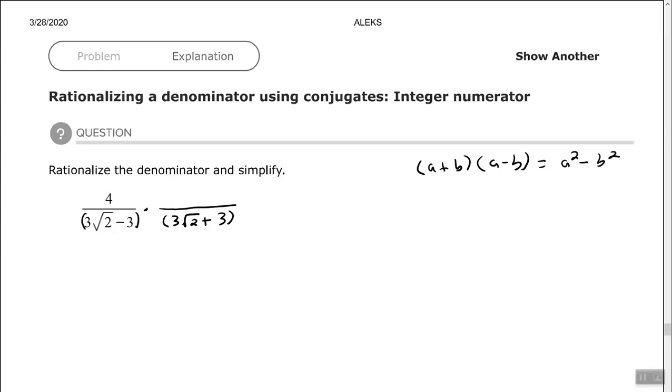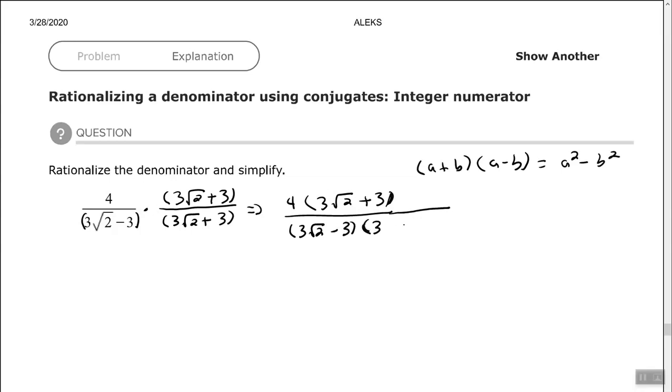And again, whatever we do in our denominator, we must do in our numerator. So whatever we multiply by in our denominator, we have to multiply by the same thing in the numerator. So we multiply by the conjugate. All right, so now we have 4 times 3 times the square root of 2 plus 3, and 3 times the square root of 2 minus 3 times 3 times the square root of 2 plus 3 in our denominator there.